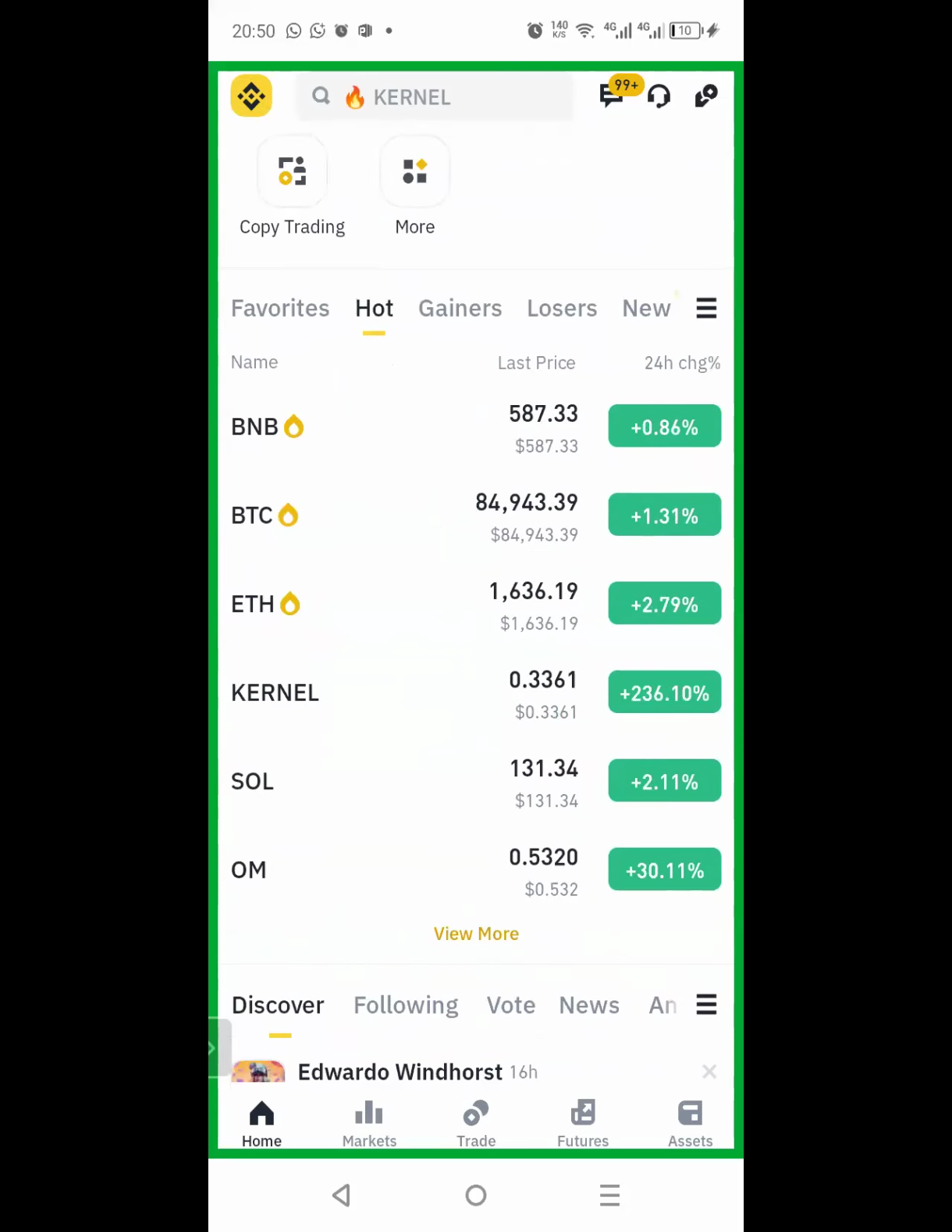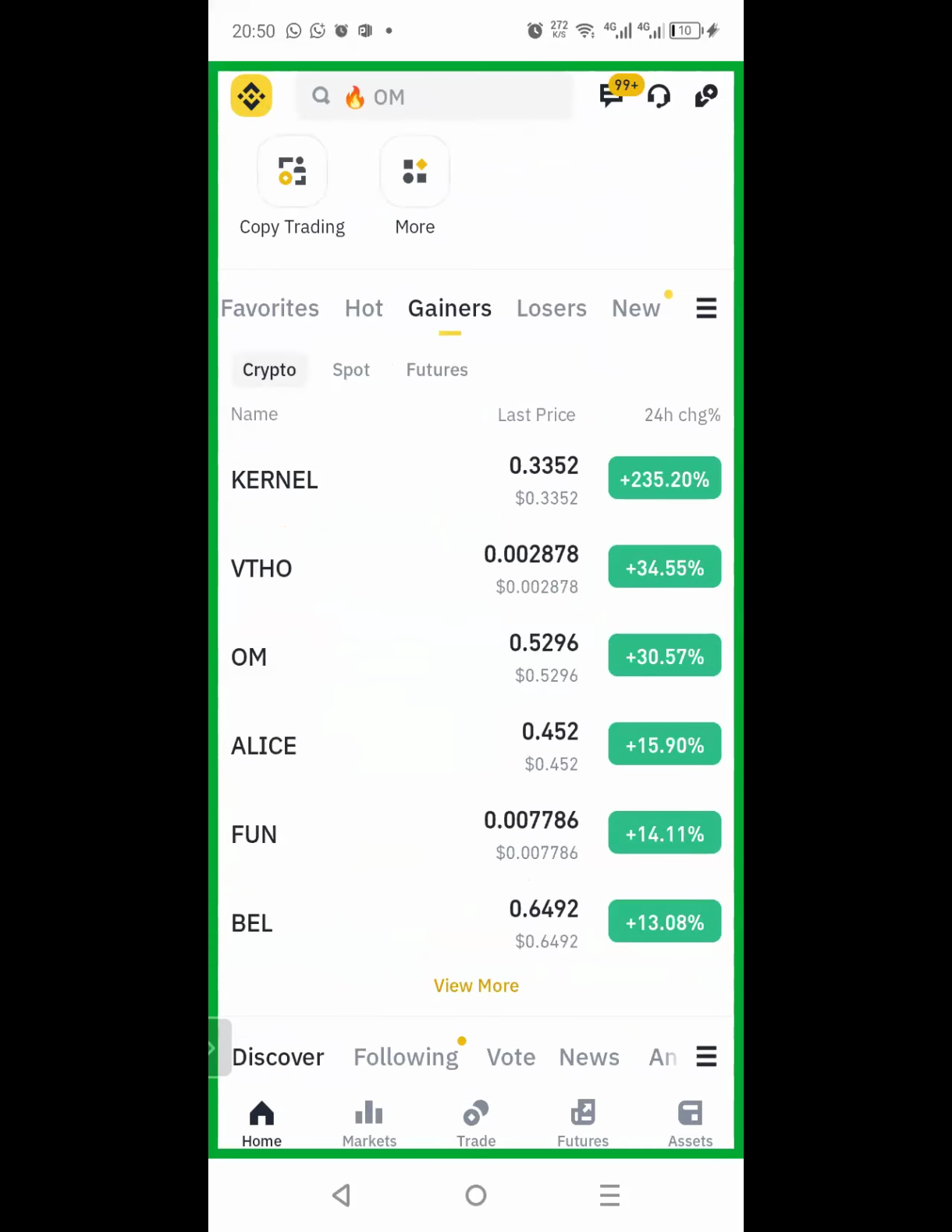And also, before we trade any coin, it's best to make sure that you go for the top 50. Even for me, if I want to trade any coin now, I make sure I go for the top 30, according to the CoinMarketCap ranking. Am I clear?